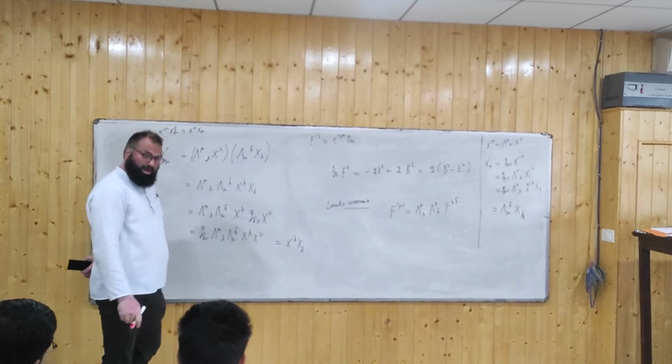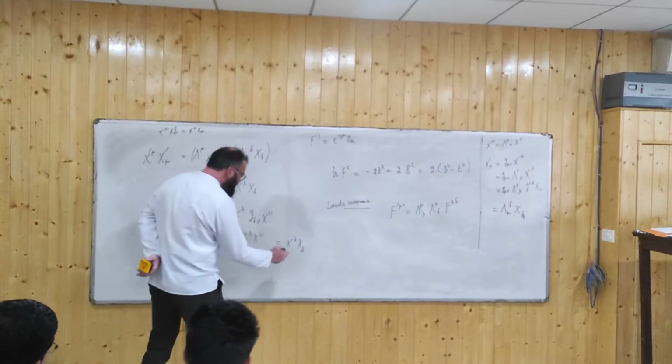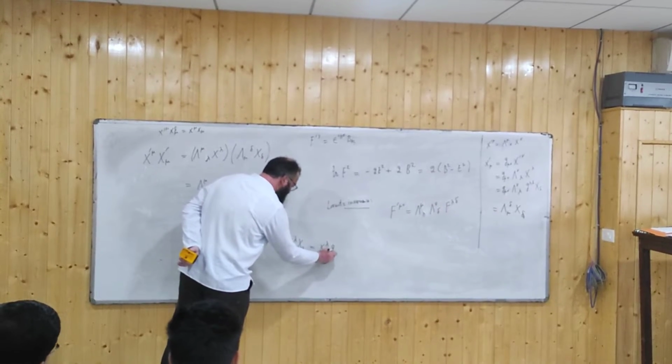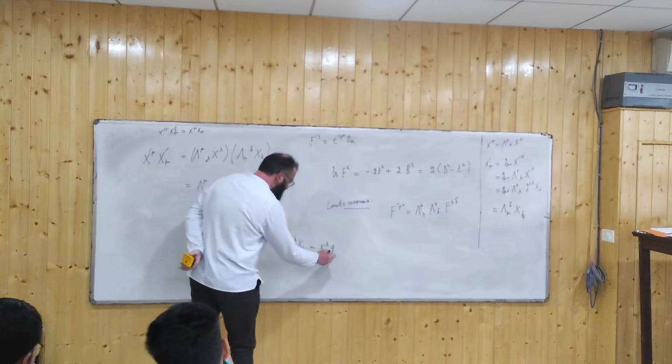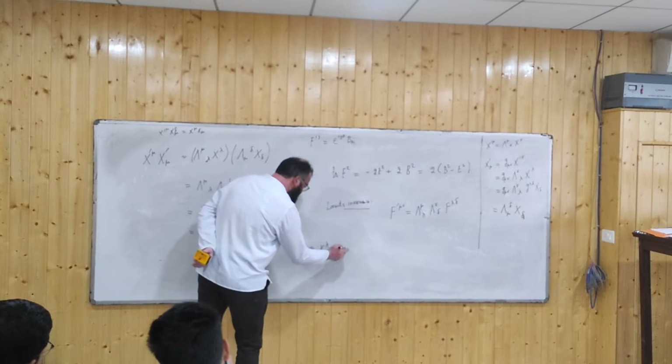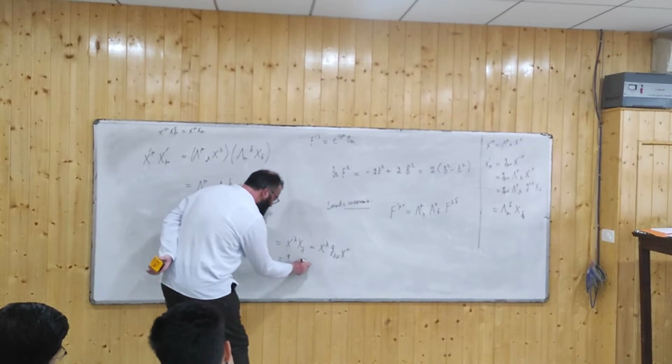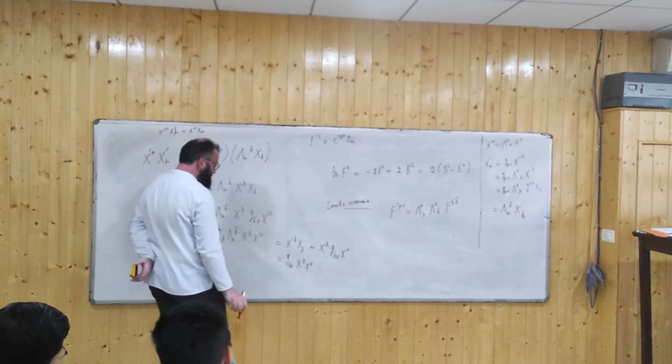Can I write? So that's equal to x lambda. I will write g lambda nu, x nu. So g lambda nu x lambda x nu. So this has to be equal to this object.